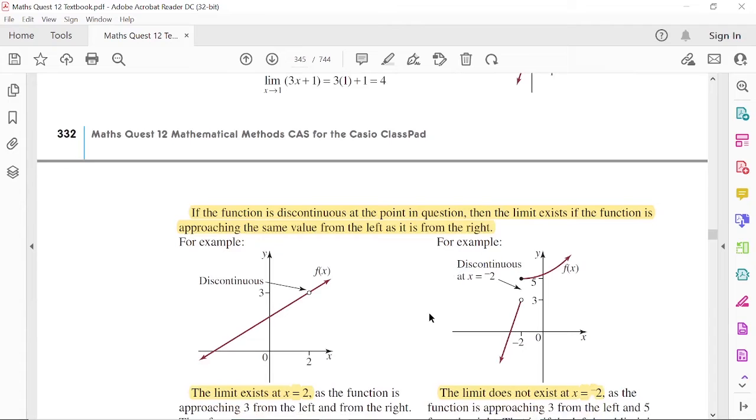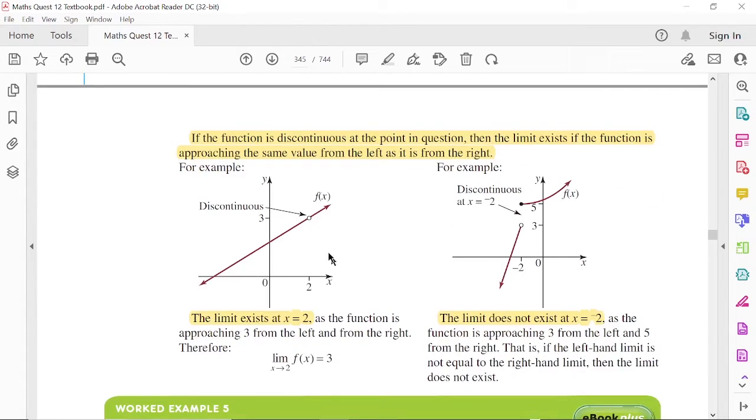If the function is discontinuous at the point, so maybe it has a hole in it, like there, or maybe there's a gap, the limit will exist if the function is approaching the same value from the left as from the right. So with this first one here, if we're going from the left and approaching this value of 2, then it seems to be approaching this value 3. If we come from the right, it's approaching the same value.